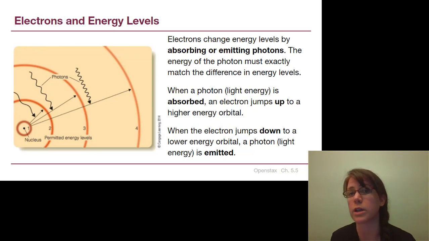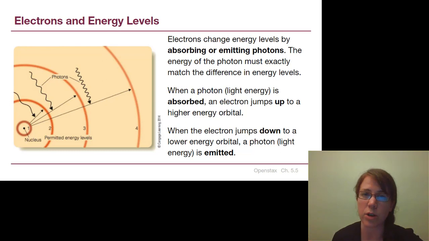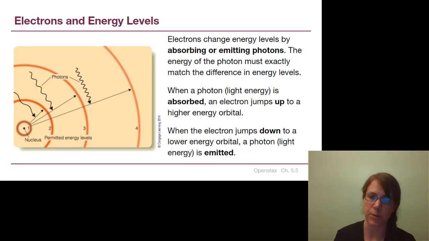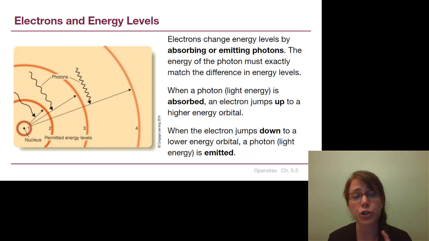Remember from earlier on in chapter 5, photons are light particles that have wave properties, but photons are pieces of light that carry energy. So we can think of it like giving an electron extra energy, like a Diet Coke or a coffee, and then the electron can jump up to higher energy levels, or the electron can give that energy back and jump back down. So there's two possibilities here.